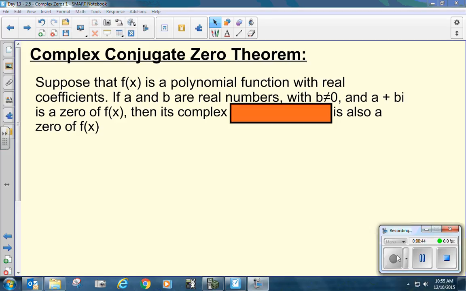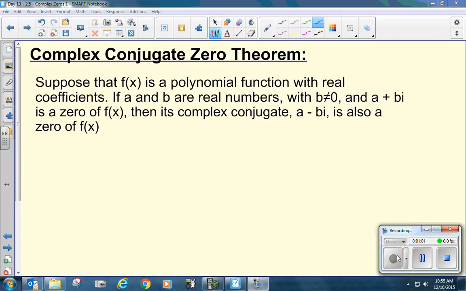This says if a and b are real numbers, with b not equal to 0, and a plus bi is a 0, then its complex conjugate, a minus bi, is also a 0. All right? First off, why do you think they say b cannot be 0? What happens here in this complex number if b is 0?